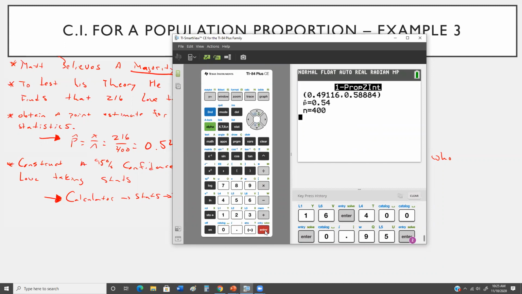And how many people see this result on their screen? I do. All right, so this is what I'm going to do. I'm going to round it to 2 decimal places. So my 95% confidence interval is 0.49 to 0.59, okay?